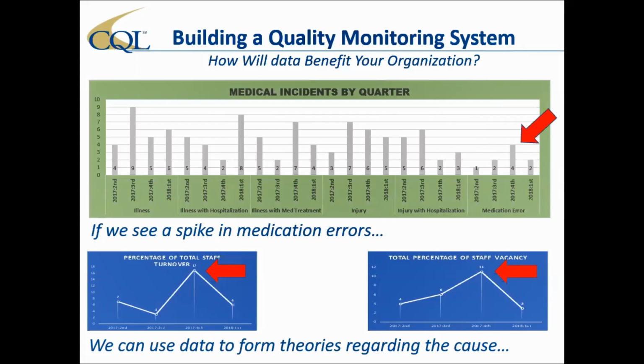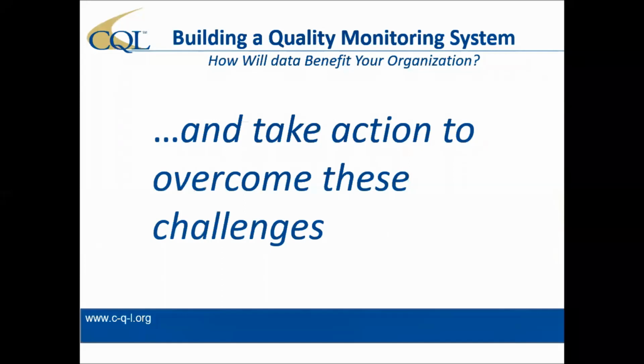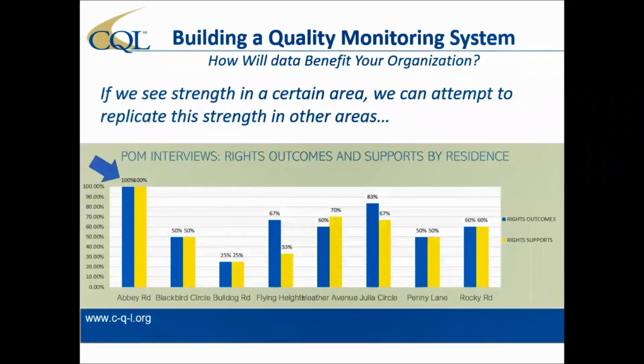So we can look at what's going on in other areas of the organization as well, and we can try to figure out why those things are happening. And based on that, we can take some action to overcome those challenges. So once we identify a cause, we can look at it and try to develop some solutions to try to fix it. We can also use data to strengthen areas of the organization.